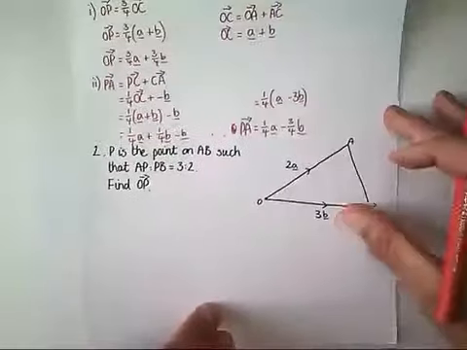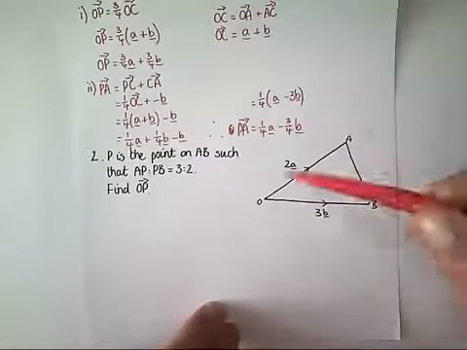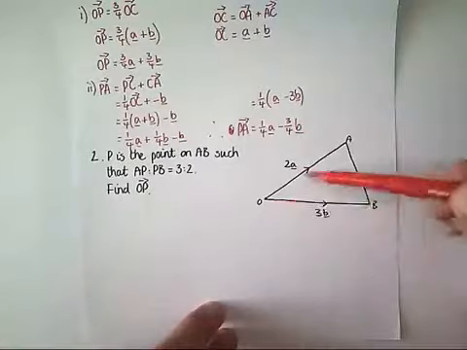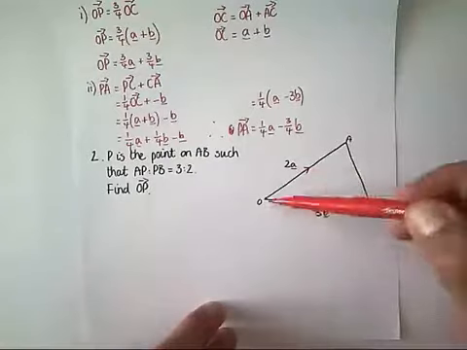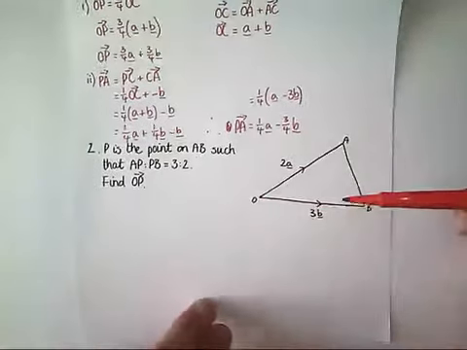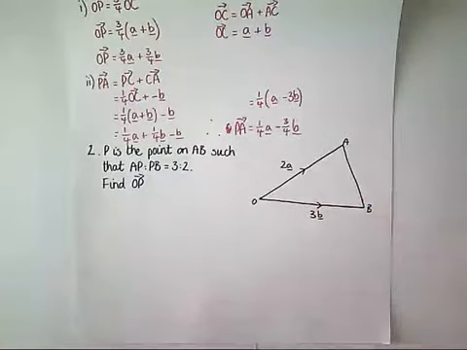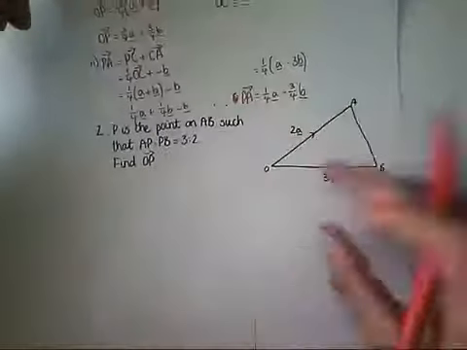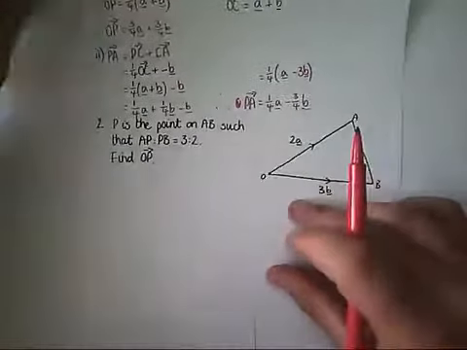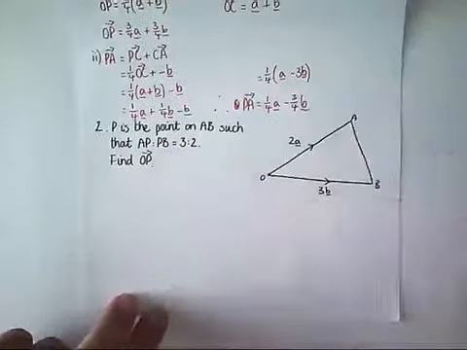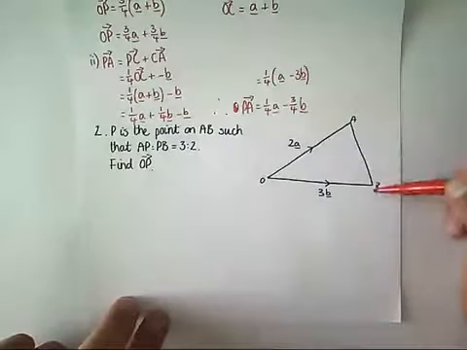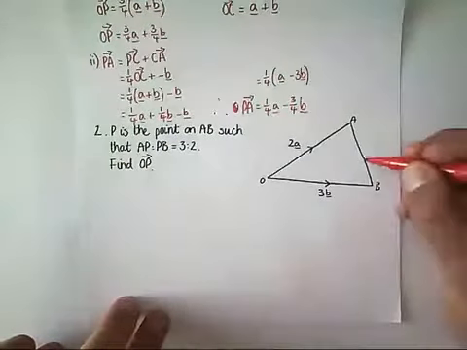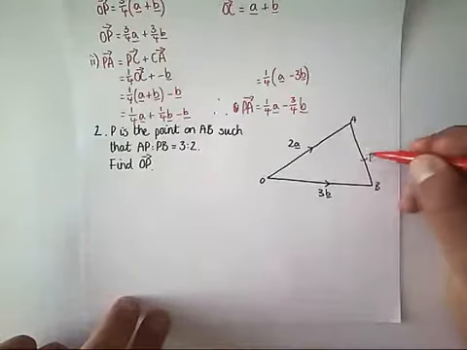Okay, so this time we've just got a triangle. Okay, we know that O to A is 2A, is the vector 2A. O to B is the vector 3B. And P, although P isn't drawn on, we are told that P is the point such that A to P and P to B are in the ratio 3 to 2. So P is going to be somewhere here.